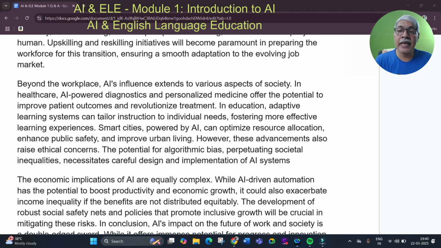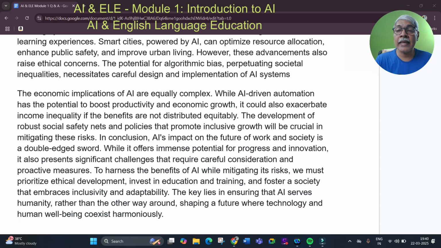And beyond the workplace, AI nowadays extends to a lot of different aspects of society. Soon there will be smart cities powered by AI. Then economic implications of AI are also very complex. So we have to harness the benefits of AI. At the same time, we'll also have to prioritize ethical development. So we have to invest in education, we have to invest in training, and we also have to foster a society that has both inclusivity and adaptability.